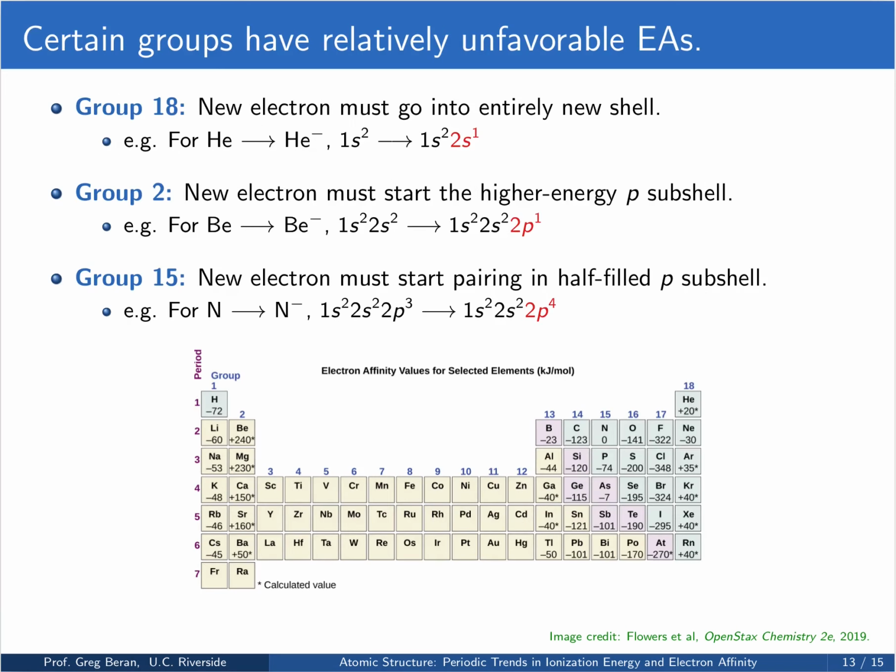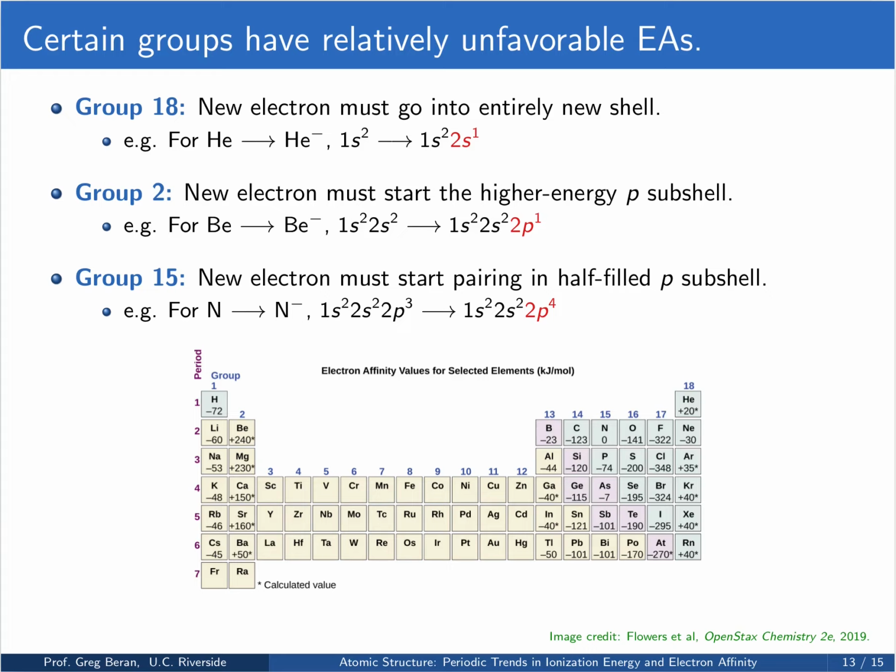We can say, however, that certain groups tend to have unfavorable electron affinities. For the noble gases in group 18, for example, the new electron must go into an entirely new shell. It will therefore be bound much more weakly and is usually unfavored. For example, in helium, if we want to make helium minus, we have to start from a 1s2 configuration and add an electron which would then go into the 2s orbital.